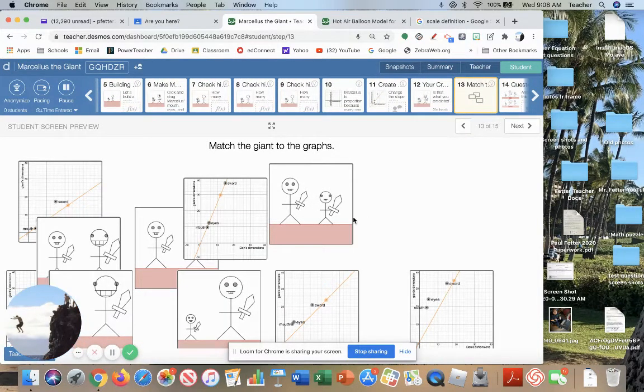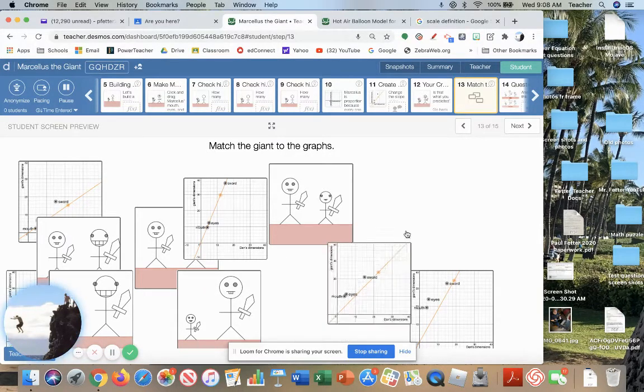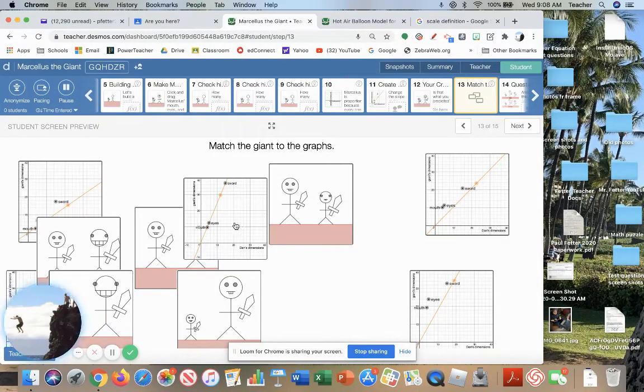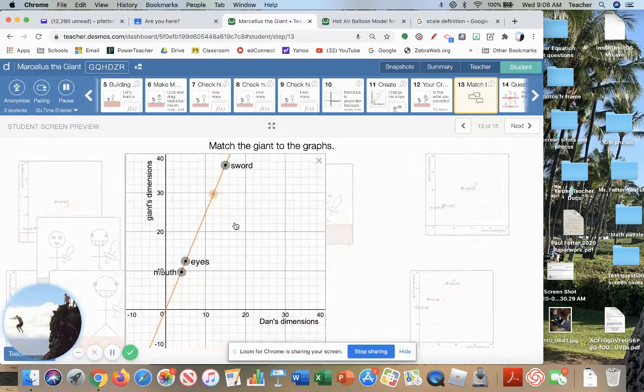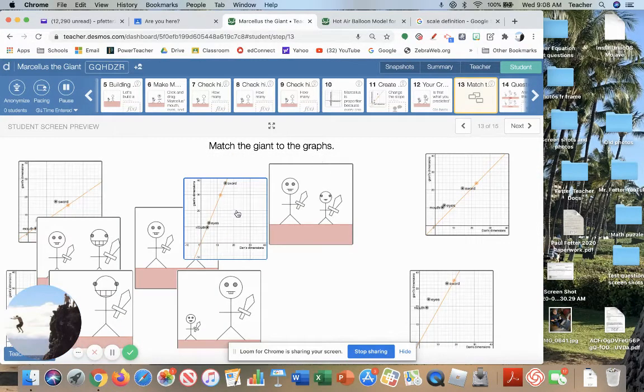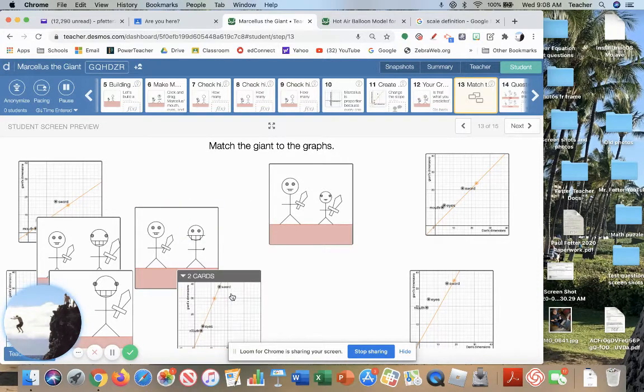Okay, so let's see. I want to find this guy right here, he's much bigger, but his eyes and mouth and sword look kind of proportional. So I'm looking for a steeper slope line with the points right on the graph. And that looks like this one right here. Let me take a look. Yep, mouth, eyes, and sword are on the graph. It's a steep line, which means it's a higher slope, much bigger. So I can match that up with that, and then go ahead and close that and get it out of the way.